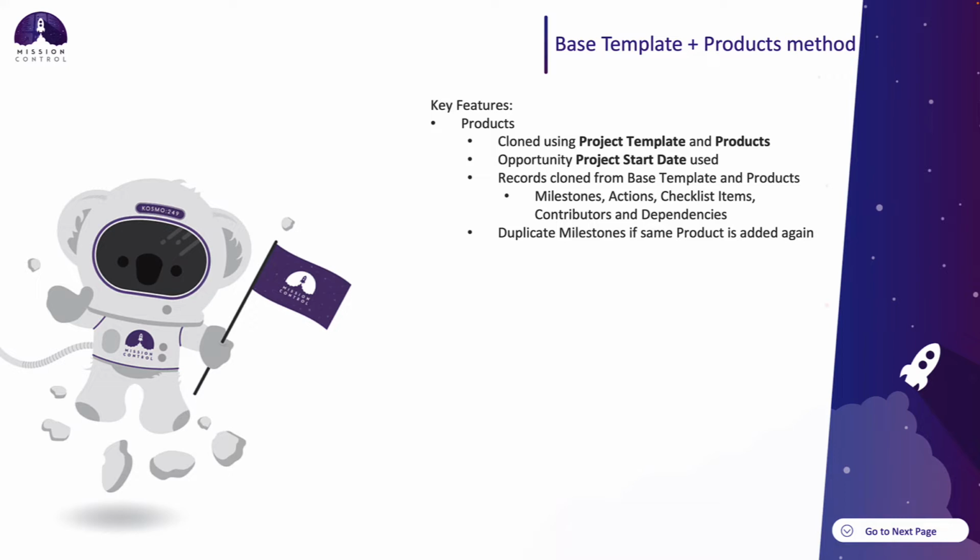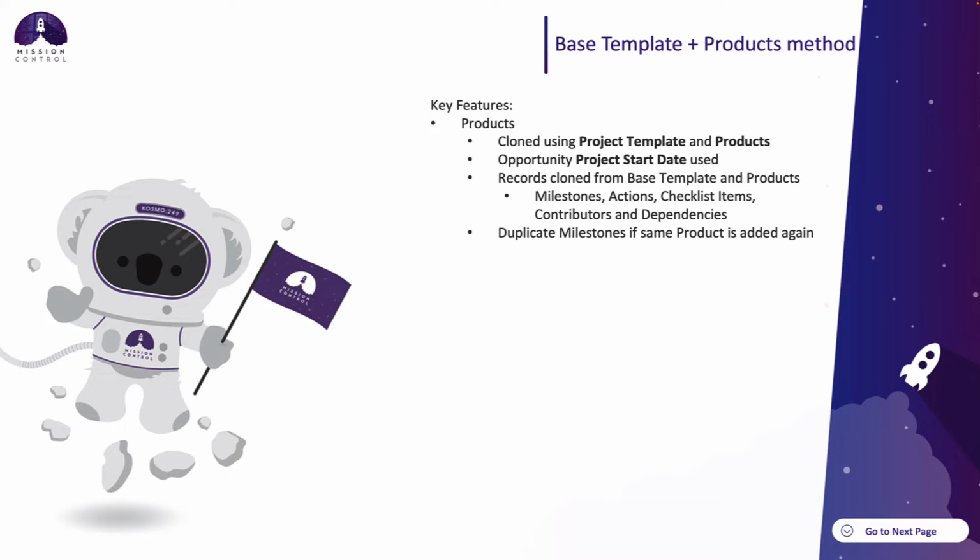To use this generation method, you'll need your standard milestones to be on one project template and your product related milestones on a different project. The project template containing your standard milestones would be considered your base template, and all of the milestones within this project will be added to the project when it is auto-generated from the opportunity. And any milestones related to the product will also be added.